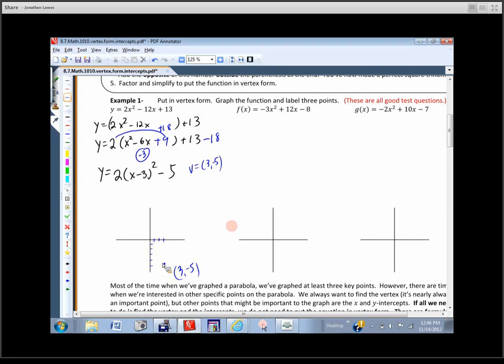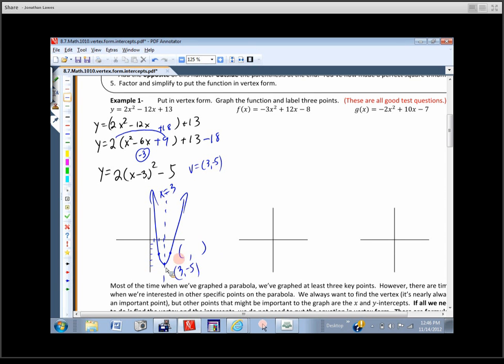Let's label 1 on either side. I'm going to go over 1 and I'm going to go up 2. Thank you very much. I'm going to do the same thing on the other side. Here's my axis of symmetry. I'm going to write what that is. And there we go. Am I done? No, because I haven't labeled.